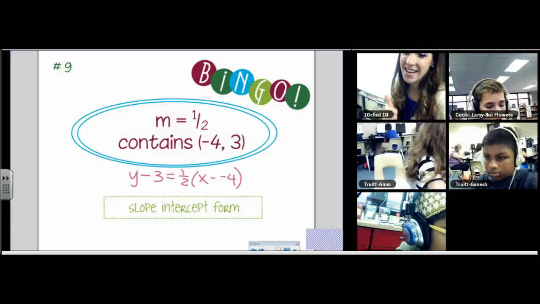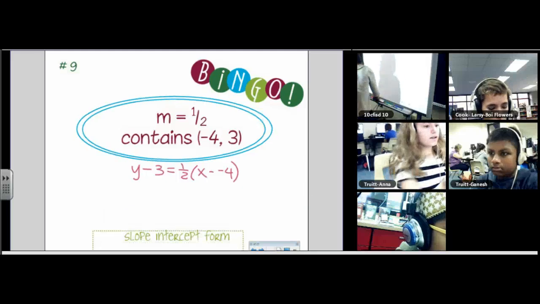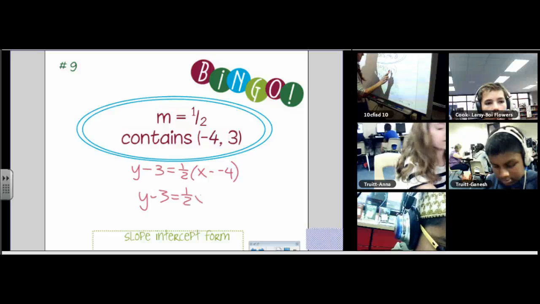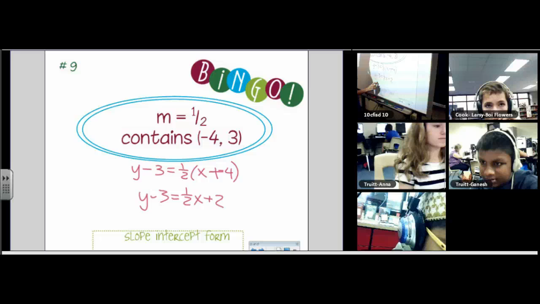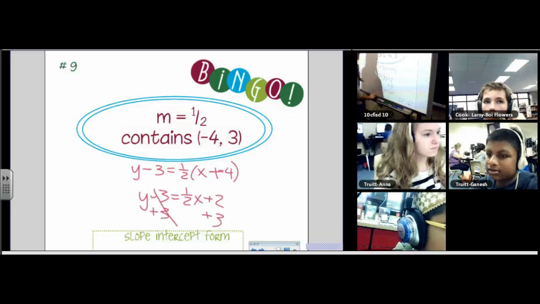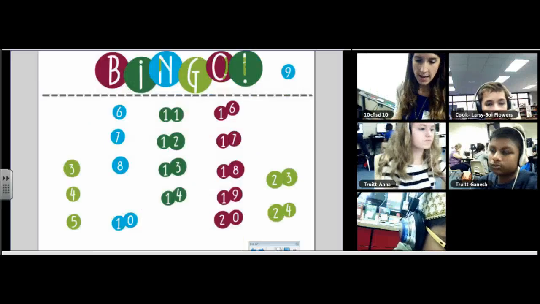Yes, very good. Y equals 1/2x plus 5. If we cleaned this up, we would get y minus 3 equals 1/2x, let's see, plus 2. Then we add 3 to both sides, and that's how we get 1/2x plus 5. Very good. Okay, Johan, you're up.